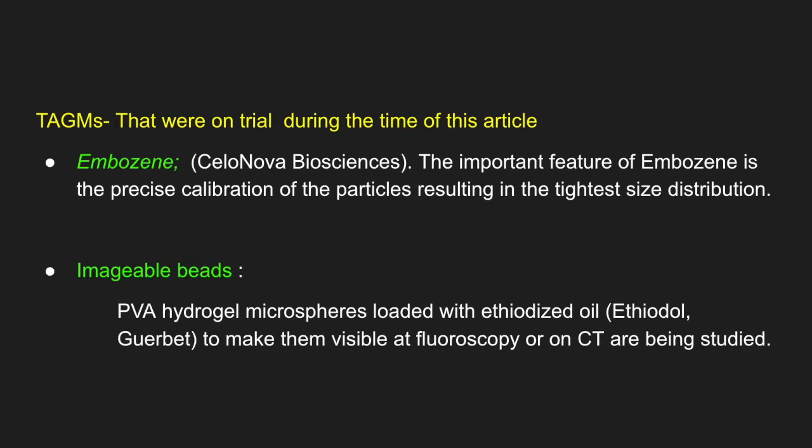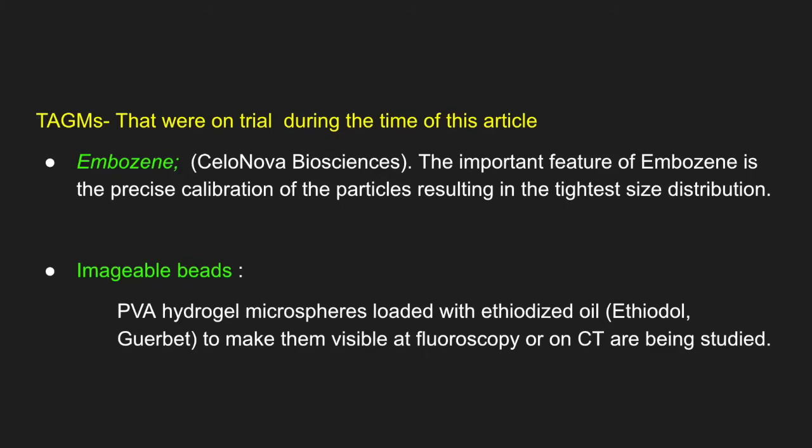One of them is embozene. The important characteristic of embozene is that it is well calibrated, which results in a tight size distribution. The other ones are imageable beads, which are PVA hydrogel microspheres loaded with ethiodized oil, to make them visible while you're doing the procedure, because you want to see these particles while you're doing a procedure.